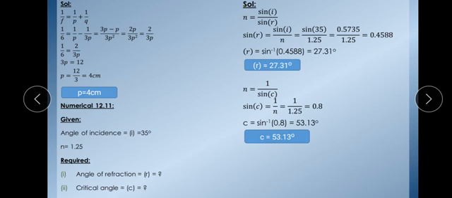So in the next step, as we have to calculate r instead of sine r, the sine will be inverse on the right side. It will become r is equal to sine inverse 0.4588. If you calculate through the calculator the inverse of sine, the angle of refraction will be 27.31 degree.